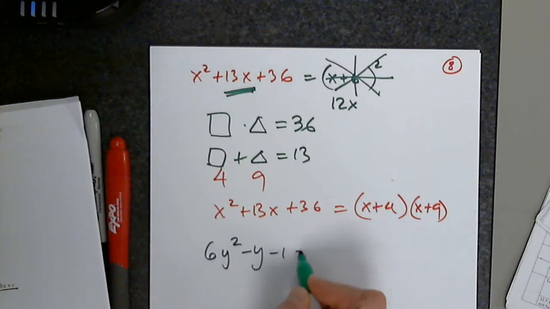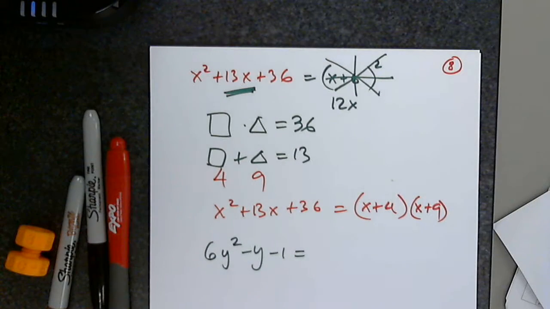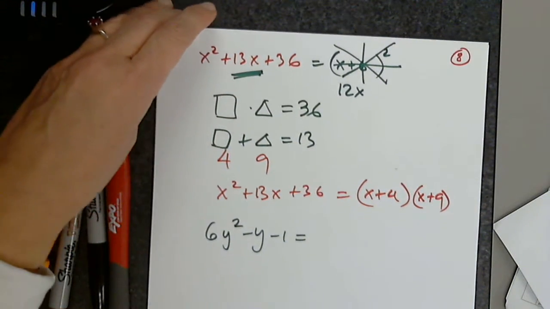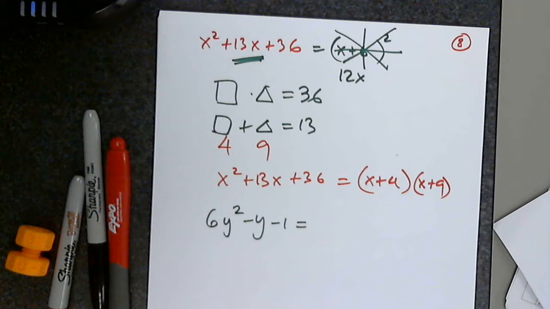6y squared minus y minus 1. Ready? I go through the entire strategy. It's a trinomial. It's in descending order. No greatest common factor. 6y squared minus y minus 1 do not have a common factor, all three. Negative leading coefficient, no. Special product, absolutely not. 6y squared is not a perfect square. Negative 1 is not a perfect square. Then I'm thinking of maybe the leading coefficient is 1. Nope, that doesn't work either. So I'm down to the last possibility.